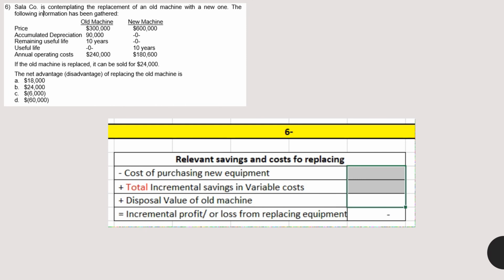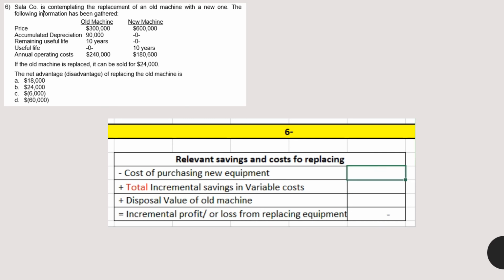Alright, we have this company Sala. They're contemplating the replacement of an old machine with a new one, and we're given a bunch of information: the old machine, the new machine, the remaining useful life, and the annual operating costs. We're also told the old machine can be sold for $24,000. We're asked to calculate the net advantage or disadvantage of buying this machine.